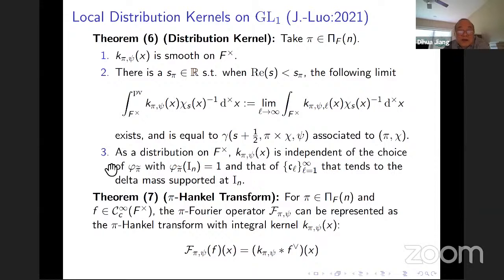And then finally, we prove that this kernel is the right kernel. In other words, the Fourier operator here is represented by the convolution of this kernel against the test function. Now you take a test function because we are working with distributions. So this is like a classical generalization of the classical Hankel transform in this setting.